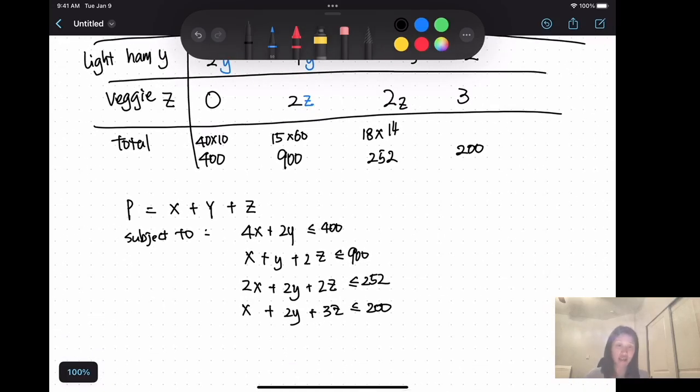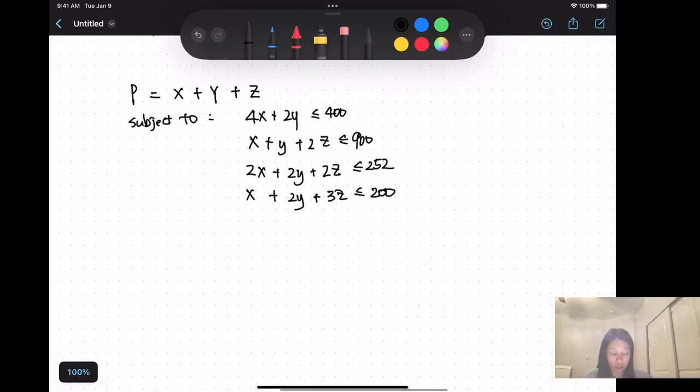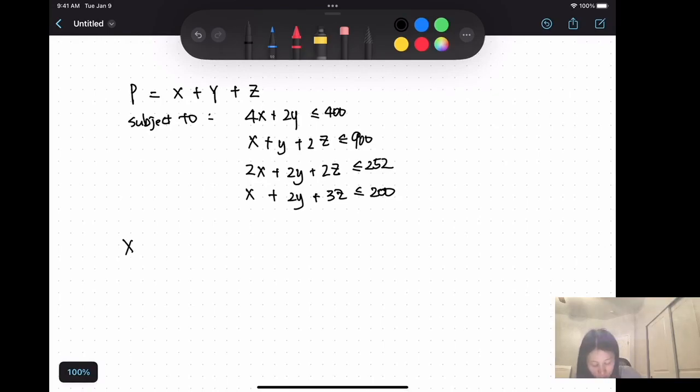How many slack variables do we need to add? Since we have 4 constraints, we need to add 4 variables. I can call them u1, u2, u3, and u4. You can name them anything that you want, A, B, C, D, it doesn't matter. Okay, so the initial tableau has the columns x, y, z, u1, u2, u3, u4, p.